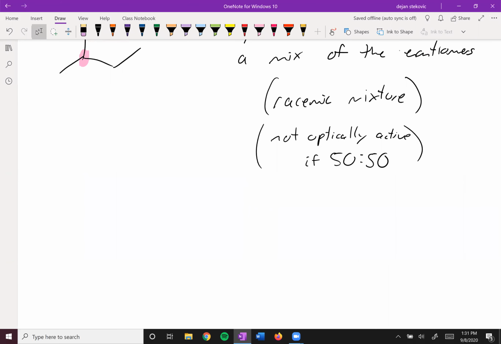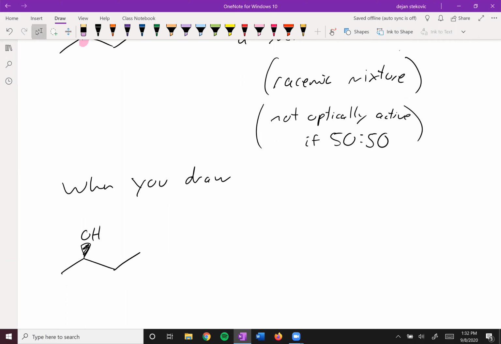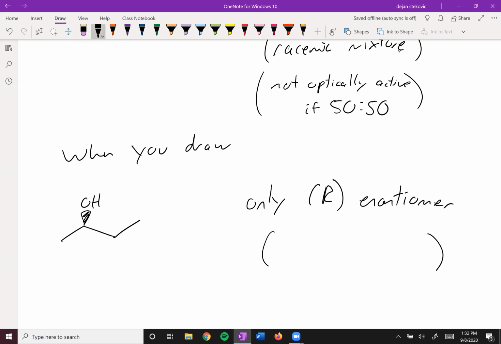So on the other hand, when you draw something like this, right, now I put this wedge on this alcohol. Now I am indicating that I have only one of my enantiomers. In this case, I only have the R enantiomer. And so this is also sometimes called optically pure or enantiomerically pure.